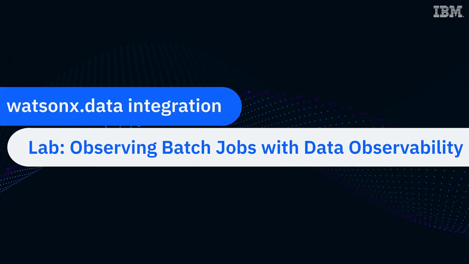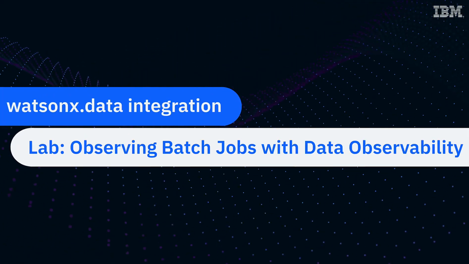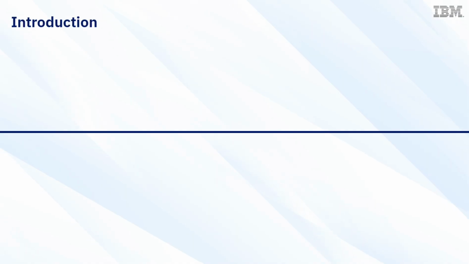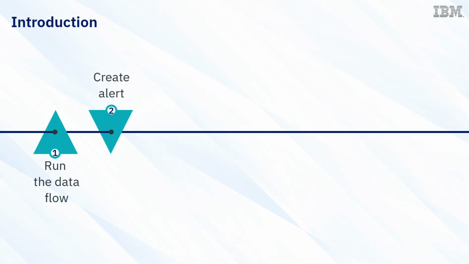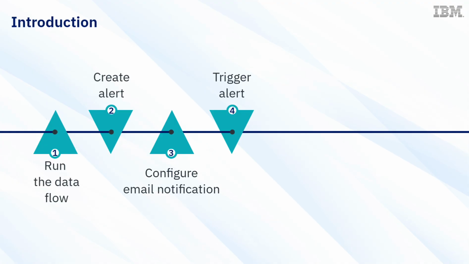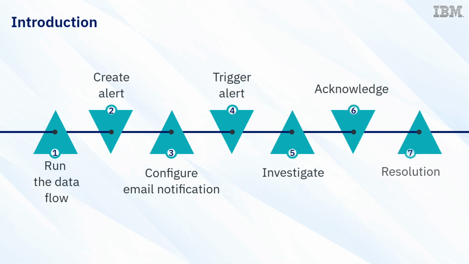In this lab video, you'll work with a batch processing data flow and use data observability to monitor its job run. You'll first run the data flow, create a job run duration alert, configure an email notification, trigger the alert, and then follow the alert through investigation, acknowledgement, and resolution.